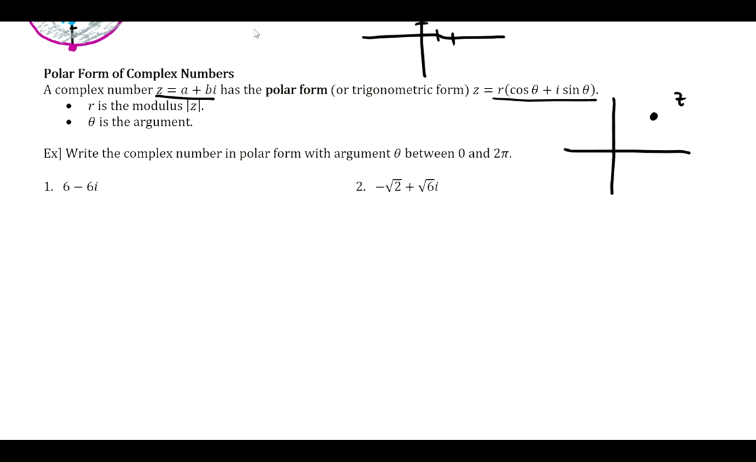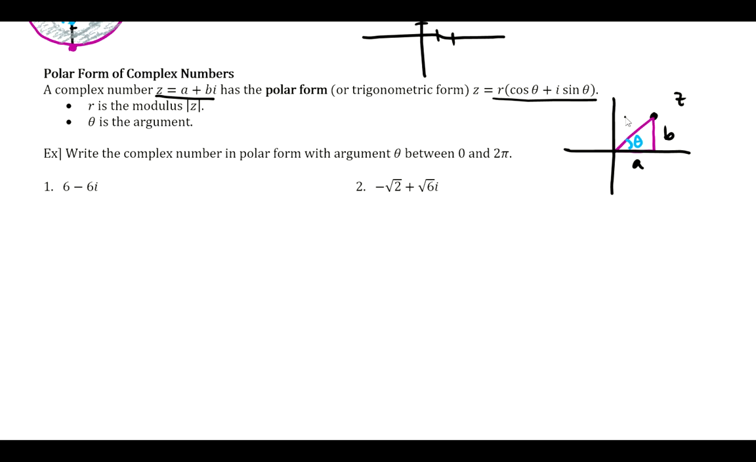Well, I can again get my right triangle involved. Let's label those horizontals and verticals. This would be a length of a, that would be a length of b. In standard position, I know that my angle right there is theta. We said that the length from the origin to the point is the modulus.